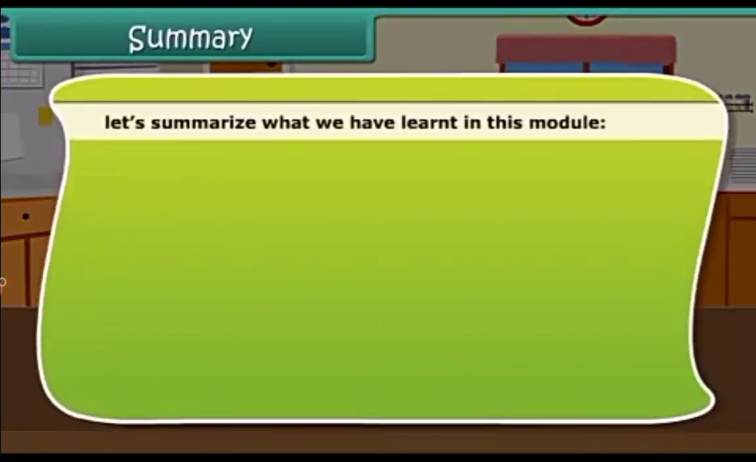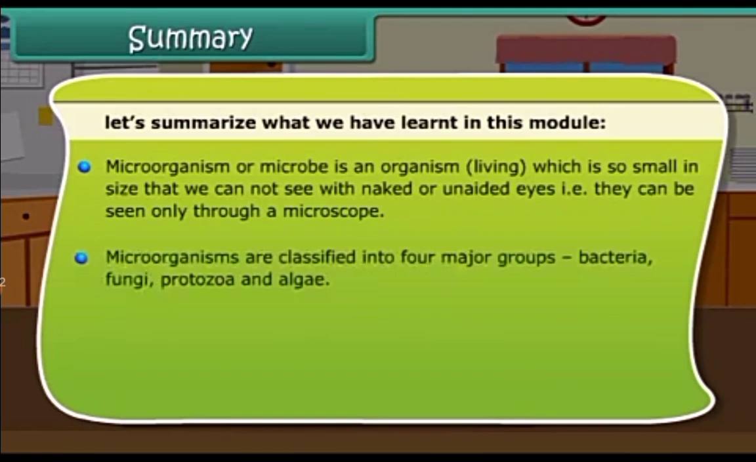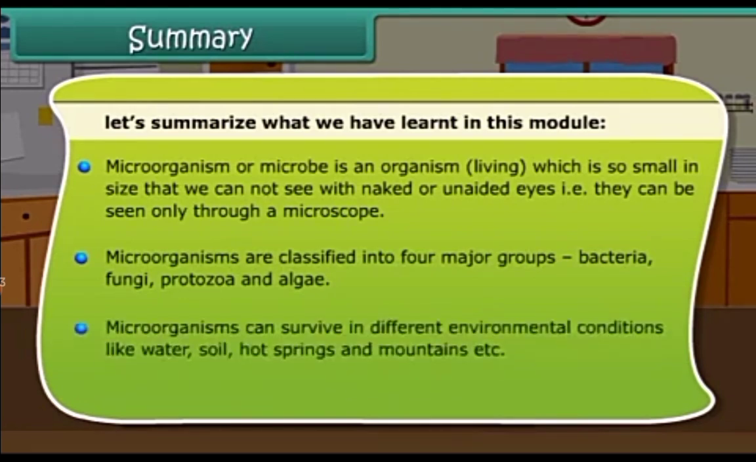Friends, let us summarize what we have learned in this module. A microorganism or microbe is a living organism so small in size that we cannot see it with naked or unaided eyes, that is, it can be seen only through a microscope. Microorganisms are classified into four major groups: bacteria, fungi, protozoa, and algae. Microorganisms can survive in different environmental conditions like water, soil, hot springs, and mountains, etc.